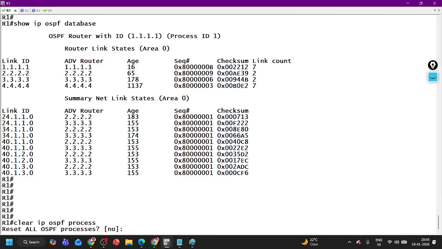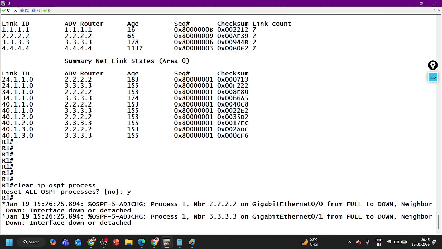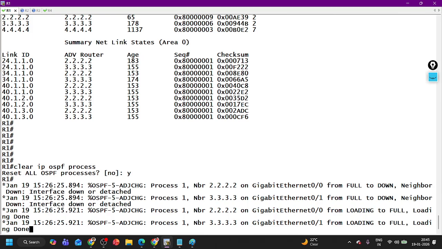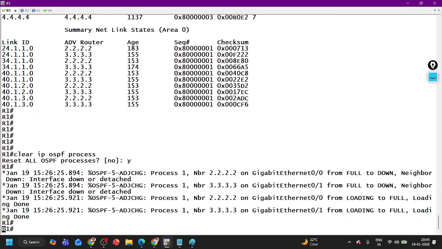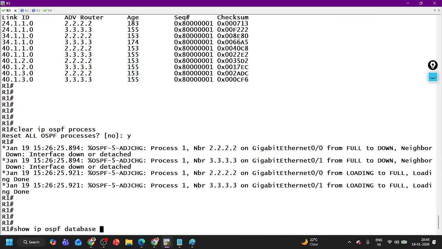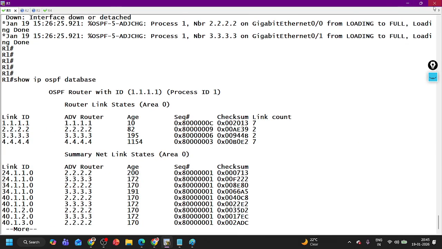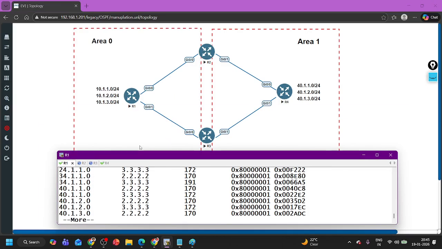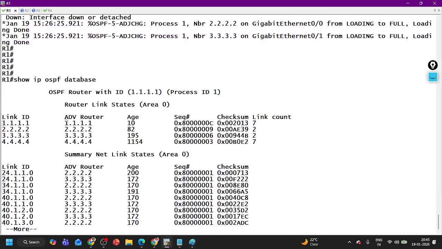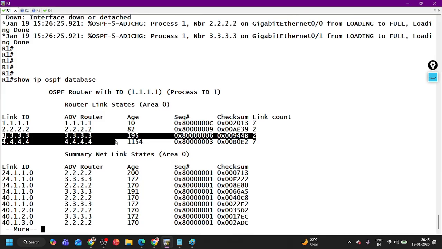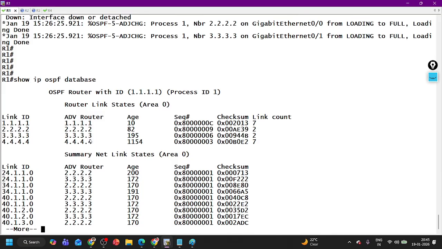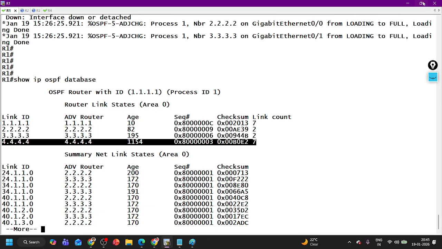It's correct only, right? We have 2 routers in area 0, so there should be 2 router LSAs. Only 2 router LSAs are there. These are old entries, 3.3.3.3, sorry, 4.4.4.4. Now 4.4.4.4 is not in area 0.